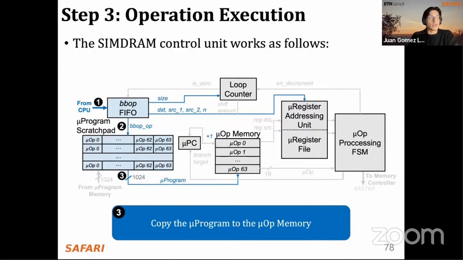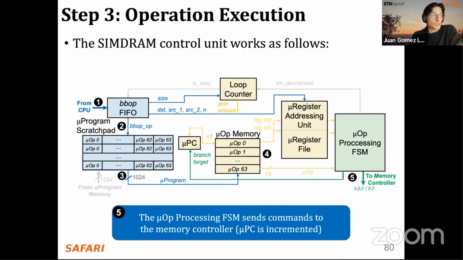And in the third step, what we do is copy the microprogram to the micro memory for the execution to start. Observe that next to the micro memory, we also have this microprogram counter that is pointing to the next micro operation to execute. And these micro operations, remember, are the activate or pre-charge commands that we will send to the memory controller for it to send them to the DRAM chips. So that's what we do in this step 5.